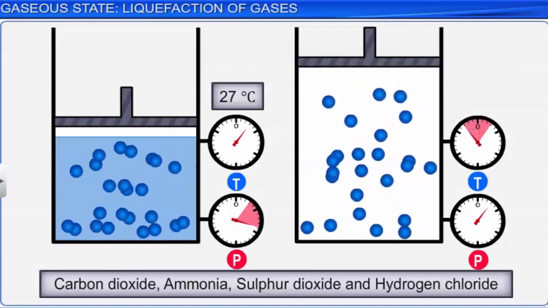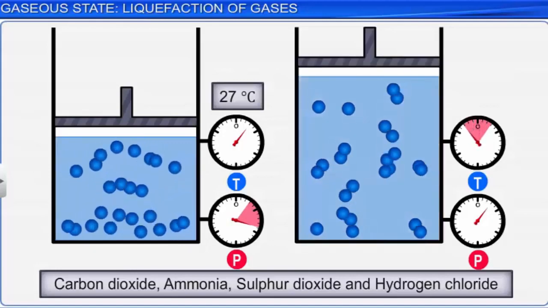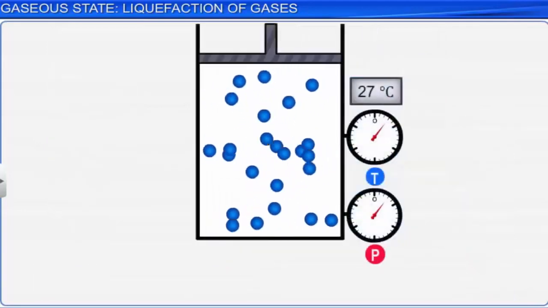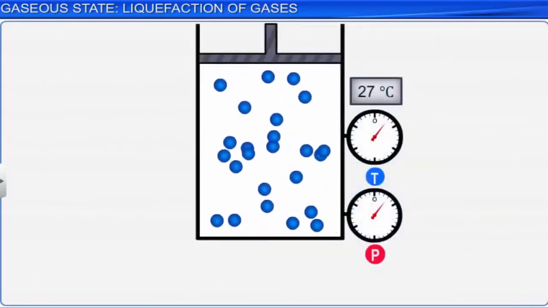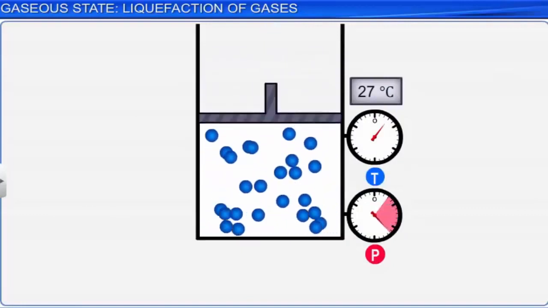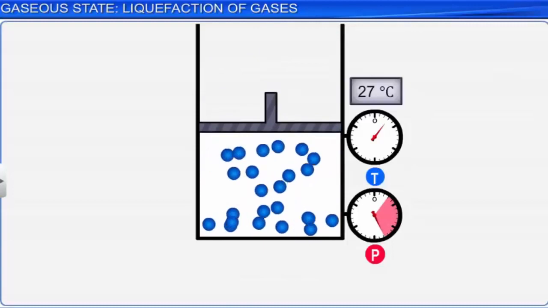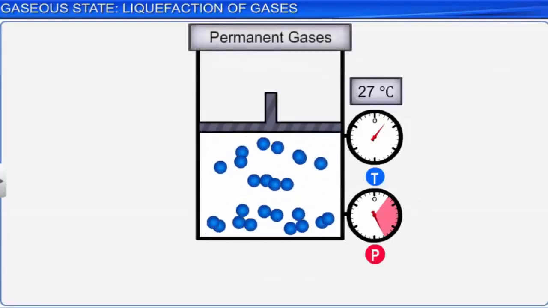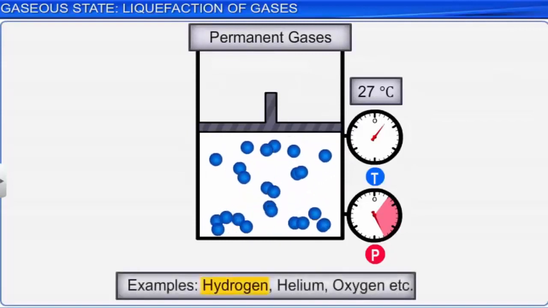There are some gases, however, which cannot be liquefied at room temperature even at very high pressure. These gases are called permanent gases. Hydrogen, helium, and oxygen are examples of permanent gases.